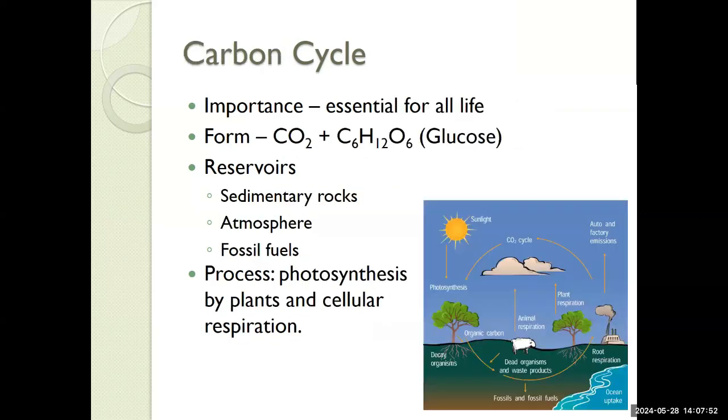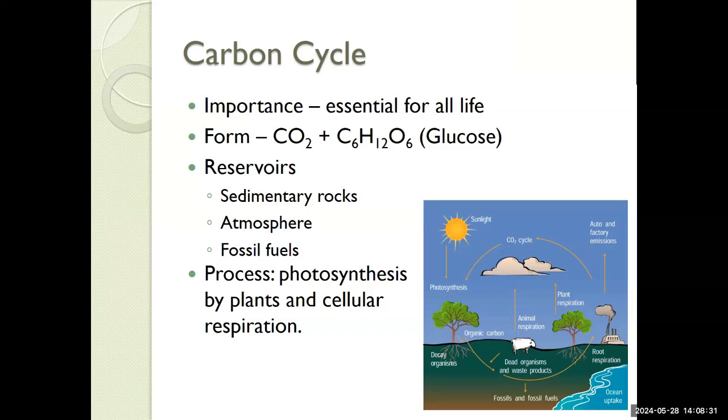The carbon cycle is important because carbon is the chief building block of organic life on our planet. It is essential for all life. Carbon occurs most frequently in the form of glucose and carbon dioxide, and the overall recycling of carbon has to do with two principal pathways: photosynthesis, converting carbon dioxide into sugar, and then cell respiration, breaking that sugar down and releasing it back as carbon dioxide.